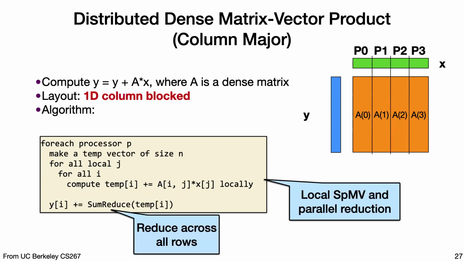Another one that we did last time was if you cut it by columns rather than by rows. So if there's n columns, then you cut n over P columns per processor, and every processor has some part of X, and it can compute some partial of Y. And then in the end, you need to do this horizontal reduction across the processors to compute the total in Y.